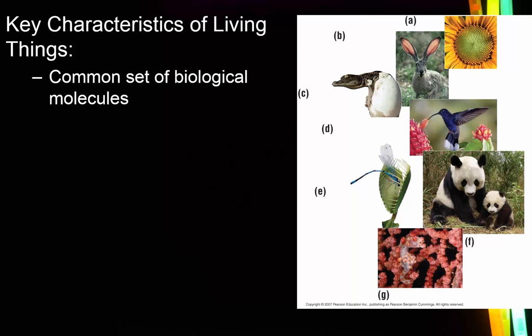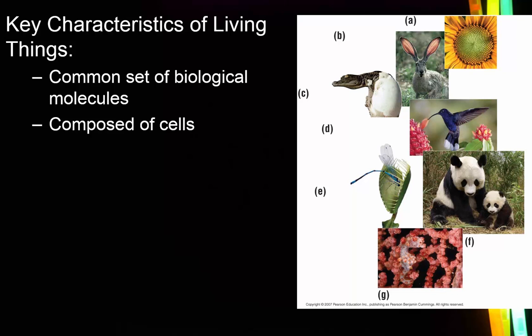So the first characteristic that living things have is that they have a common set of biological molecules. So for example, sugars. Another name for sugars is carbohydrates. Living things have those. Lipids or fats. Living things have those. Proteins, and also nucleic acids like DNA, for example. So did that lawnmower have sugars? Was it made up of carbohydrates? No. Did it have DNA? No. So obviously the lawnmower doesn't have these biological molecules that living things do have, and fire doesn't either. Fire obviously doesn't have sugars or anything like that.